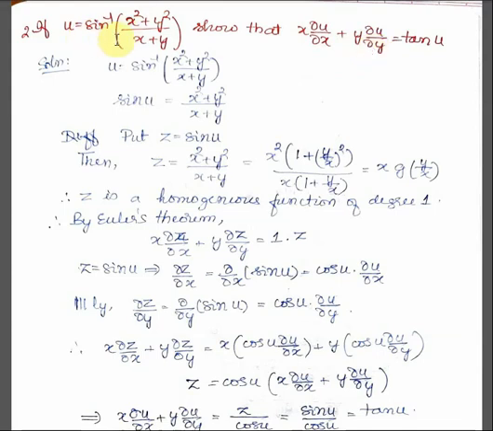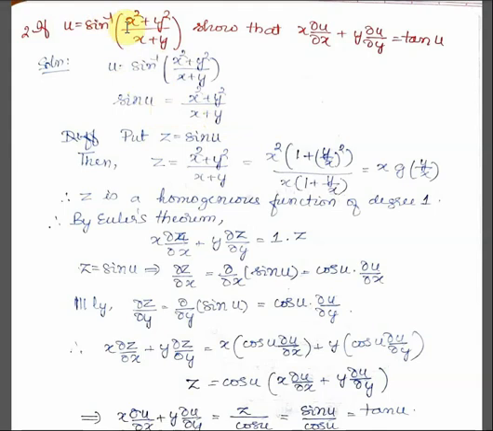So let's start with the given function. u is sine inverse of x square plus y square by x plus y. So sine inverse, when I take it left side, it becomes sine u is equal to x square plus y square divided by x plus y. Now we have done this in the beginning once.